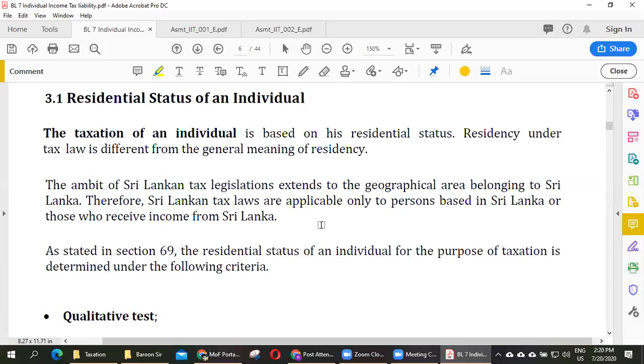Say for example, in your classmates, Mr. Naveen is a Sri Lankan. He was born in Sri Lanka, he has studied in Sri Lanka, right? And he went abroad. Time to time he comes and goes, right? He went to London. Time to time he comes to Sri Lanka, spends some days and goes back to London, right? So how can we decide whether Mr. Naveen is a resident or non-resident? How can we define?